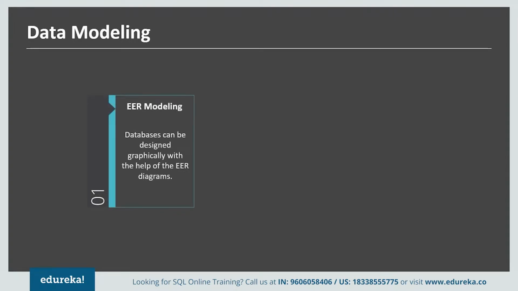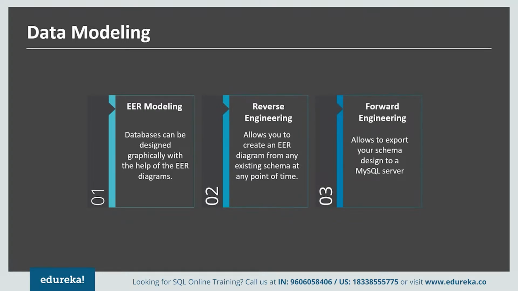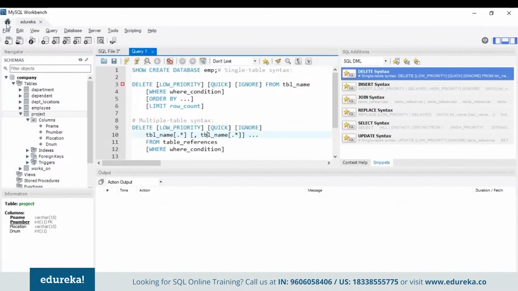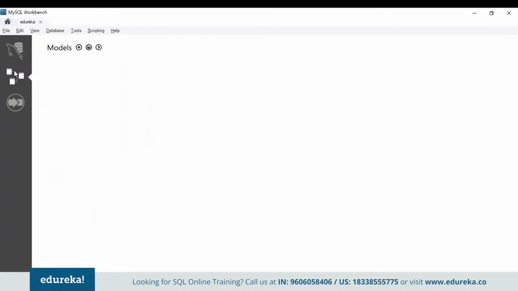So this lets you work with enhanced entity relationship models. So you can create a new model, or you can also create a model of an existing database by reverse engineering, or data modeling also allows you to export your schema design to a MySQL server. Let me just shift back to my MySQL Workbench and show you how that's done. So we'll just go back to the home tab over here, and then I'll choose this option of data modeling.